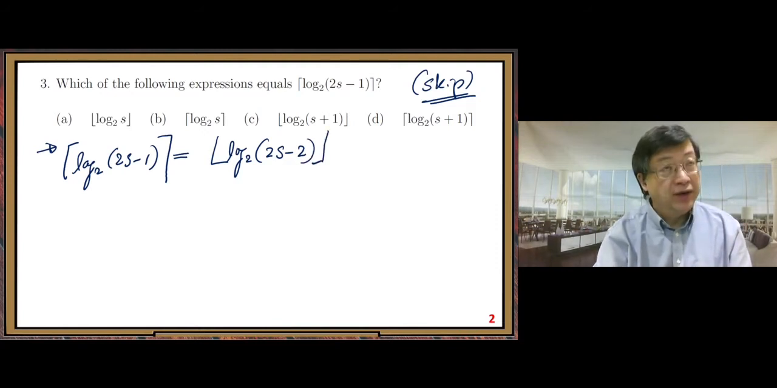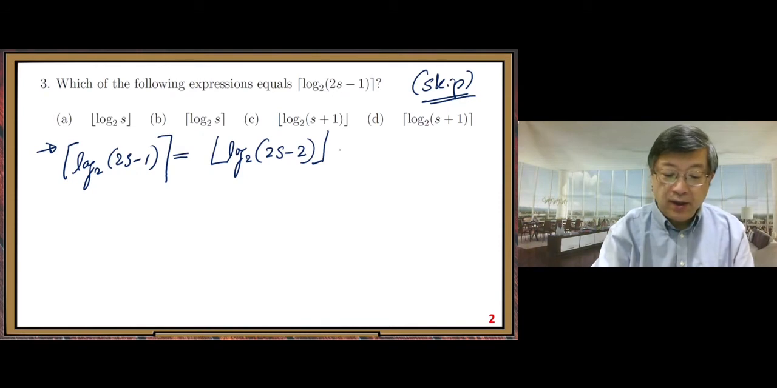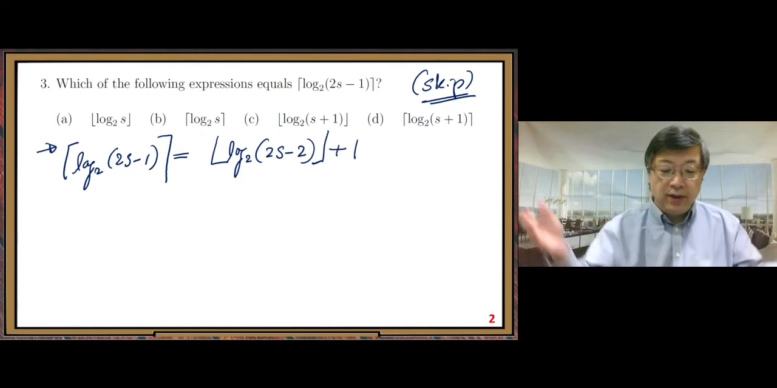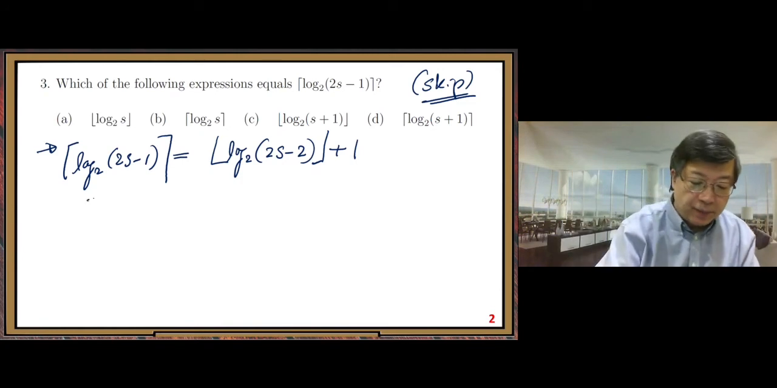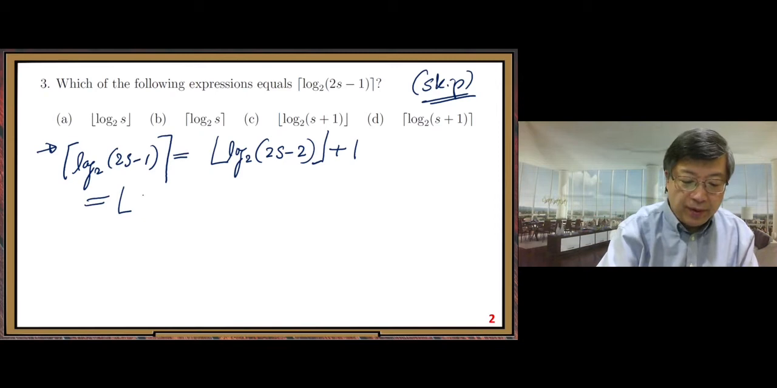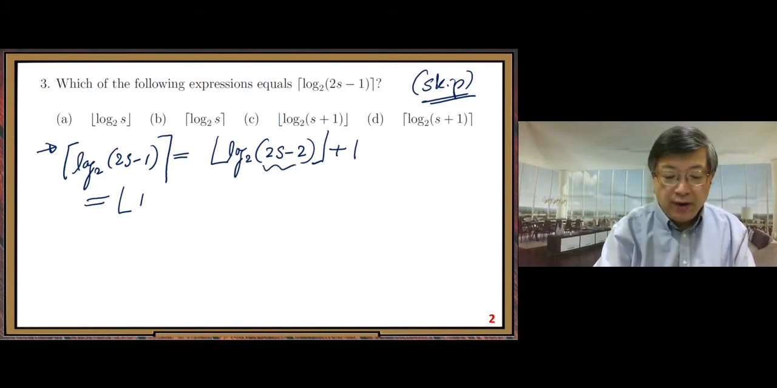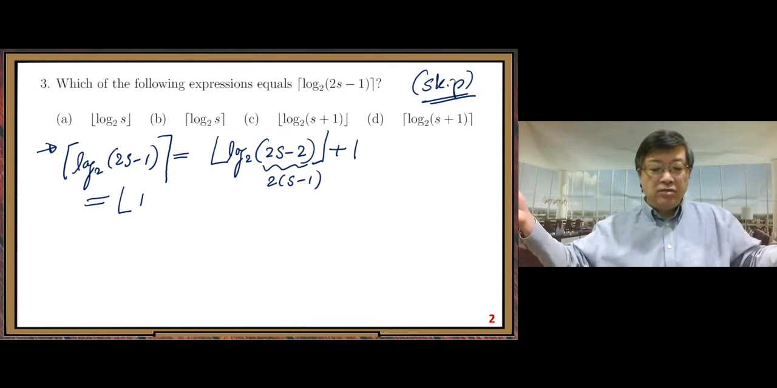Right? Yeah, minus 2. And a plus 1, right? And a plus 1. Yeah. All right, so now, after that, we know here 2 times s minus 1, right? 2 times s minus 1.